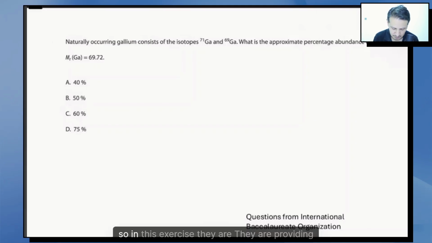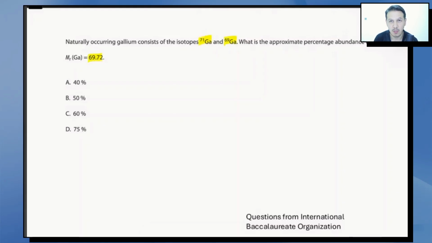Okay, so in this exercise they are providing the relative atomic mass and they are providing the masses of the atoms. We need to determine the abundance of one of them. But if we know the abundance of one, it will be easy to determine the abundance of the other one, because it will be 100 minus that abundance. Remember that always two abundances will add up to get 100. So it will be easier to calculate one to get the other.